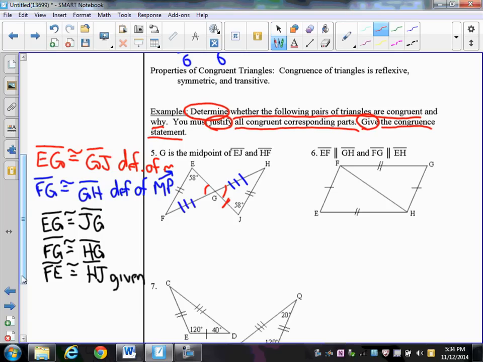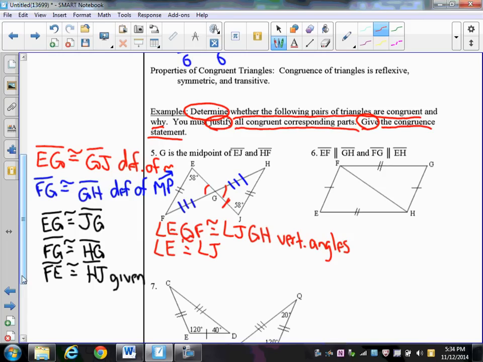So in terms of the angles, I know that angle EGF, that's the one that I highlighted in red, is congruent to angle JGH by vertical angles. I also know that angle E is congruent to angle J because this was given information.